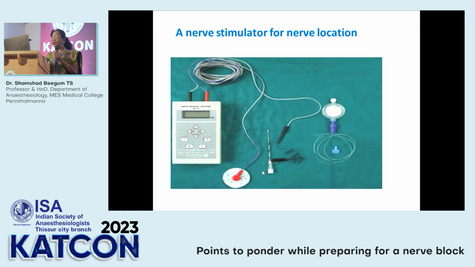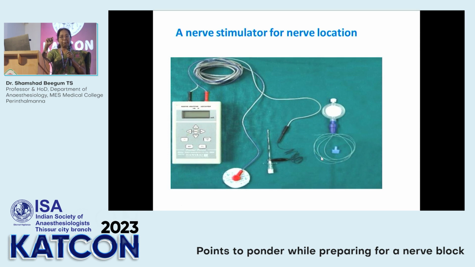All this depends upon the site of the block, as well as the nature of the block that we are going to perform. This is the catheter for the continuous infusion of the drug. Usually we have to start with a current of about 2 milliamperes when we start to locate the nerve, and it should be reduced to 0.5 milliamperes. Then only you have to inject the drug.